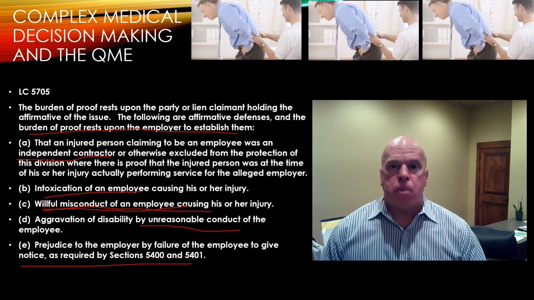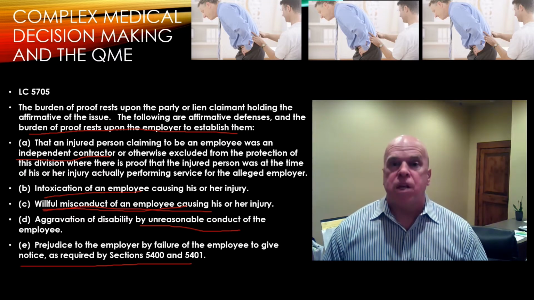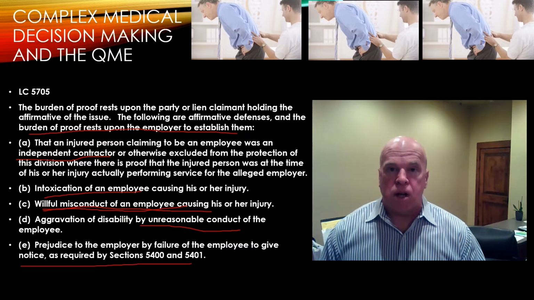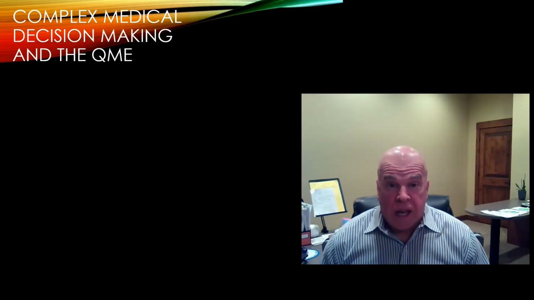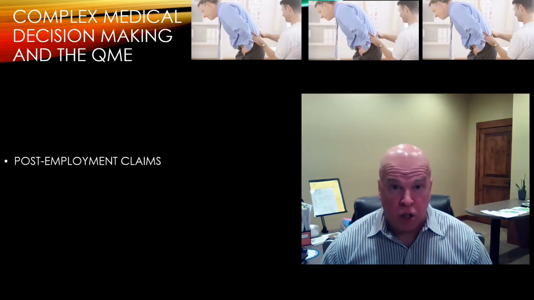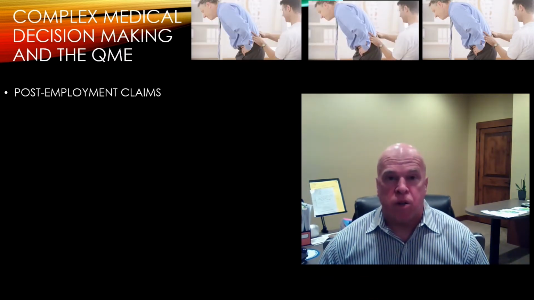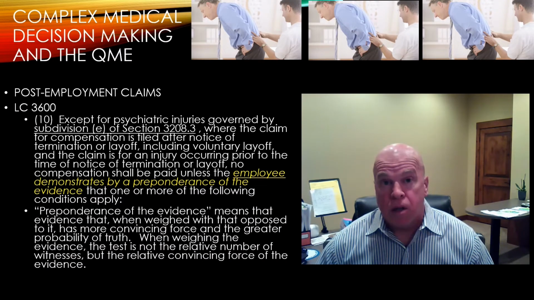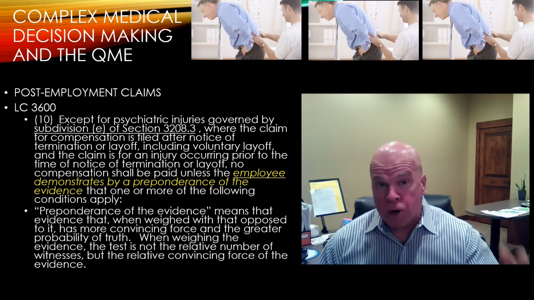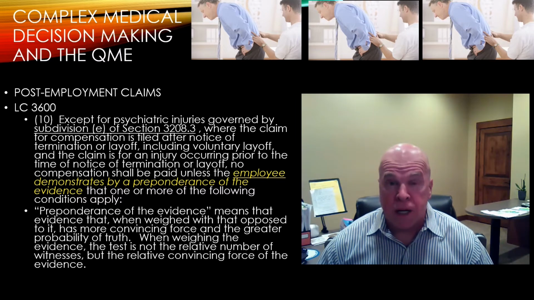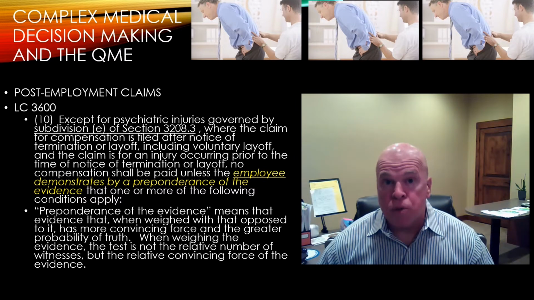And in the case of a post-employment cumulative trauma claim, those shoulders are the shoulders of the employee claiming industrial injury. Okay, and then finally, Labor Code 3600, which deals with the specific species of claim that we're dealing with in today's discussion, the post-employment cumulative trauma claim. 3600 gives us the third labor code that places the burden of proof upon the party holding the affirmative of the issue, which in this case is the employee.